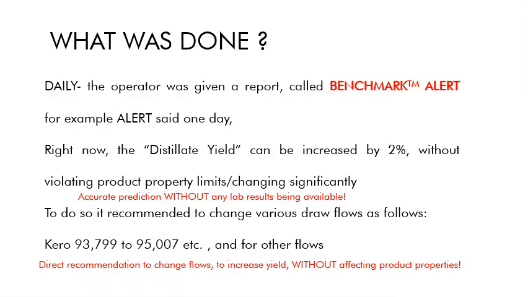Second part, it said to increase this 2% distillate yield, change the various draw flows as follows. For example, change Kero from 93 to 95,000, naphtha from this to that, and so on and so forth. So two parts. One, it accurately said how much optimization, that is increase in distillate yield, is possible without knowing the lab results at that point in time. And secondly, it gave a direct recommendation of what to do in the plant to achieve that higher yield.